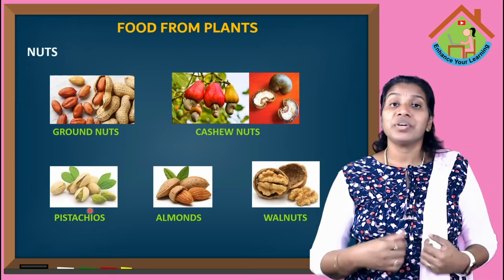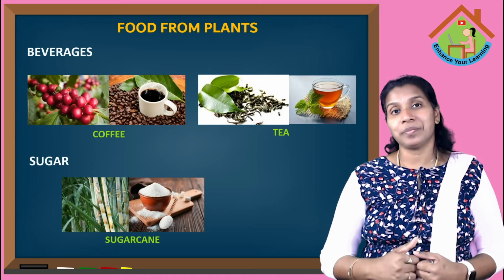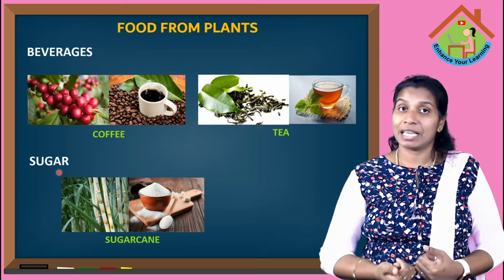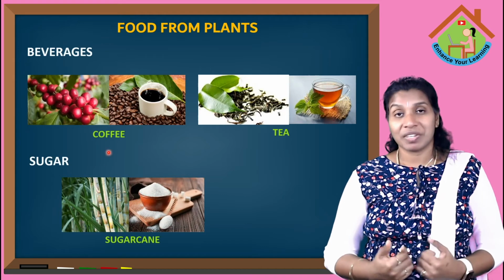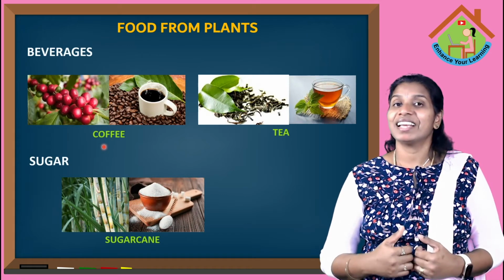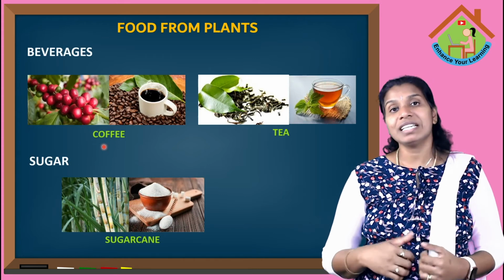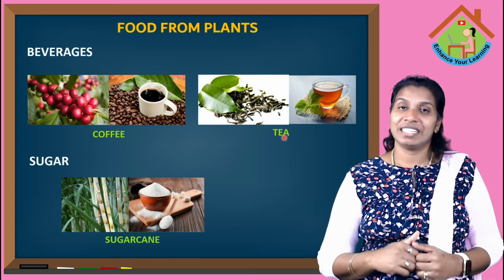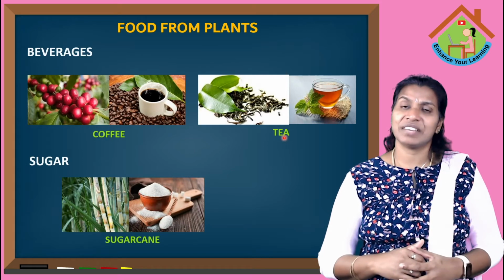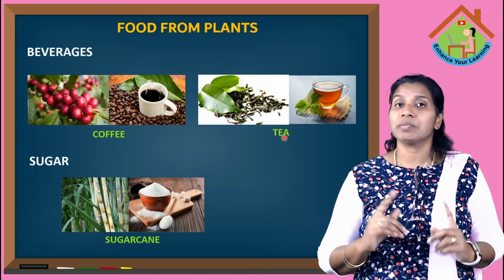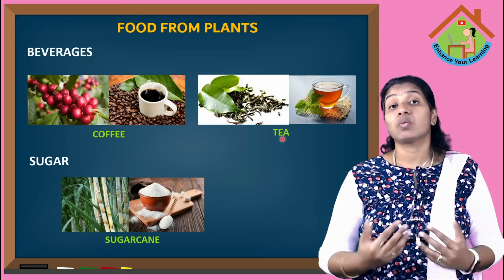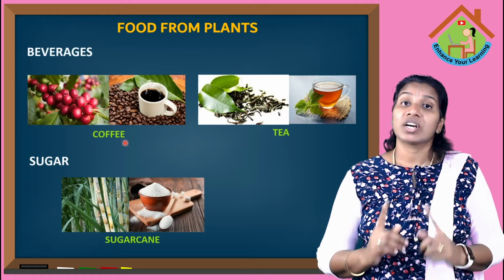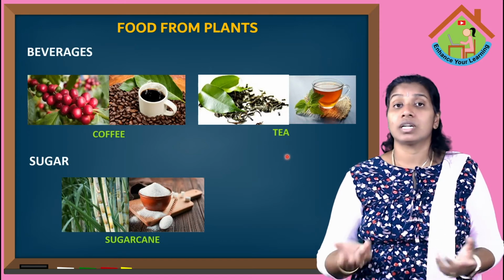We get beverages and sugar from plants. Okay, beverages and sugar from plants. What do you mean by beverages? Beverages means any liquid other than water is called beverages. Okay, example, coffee, tea, okay, and other drinks. Everything comes under beverages. So what do you mean by beverage? Any liquid other than water is called beverages. Examples of beverages are tea, coffee and cocoa, then milk.